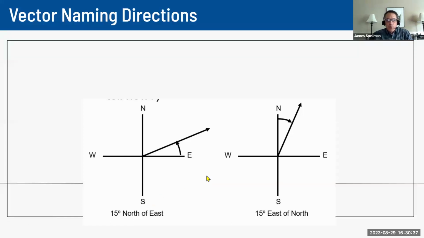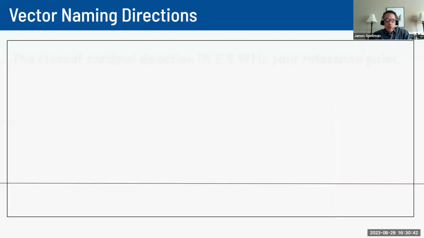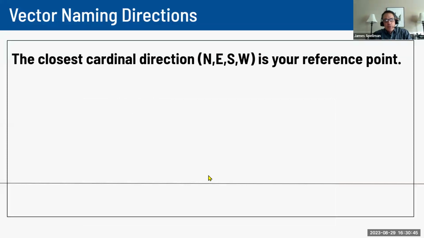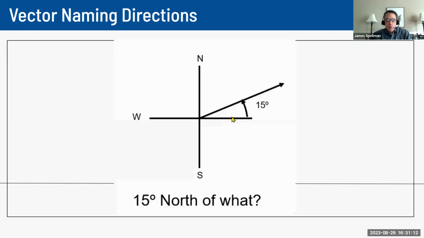And what we can do is kind of look at the rules of how do we get the difference between the two? What are we looking for, and what do we need to really pay attention to? So the first thing we want to think of is like the closest cardinal direction. That means north, east, south, or west. That's kind of our reference point. So whatever direction our arrow points to, we want to first identify which one of these it's really closest to. And then we're going to indicate how many degrees away from that direction our arrow is. And we're going to indicate not only how many degrees, but in which direction we would move away from that.